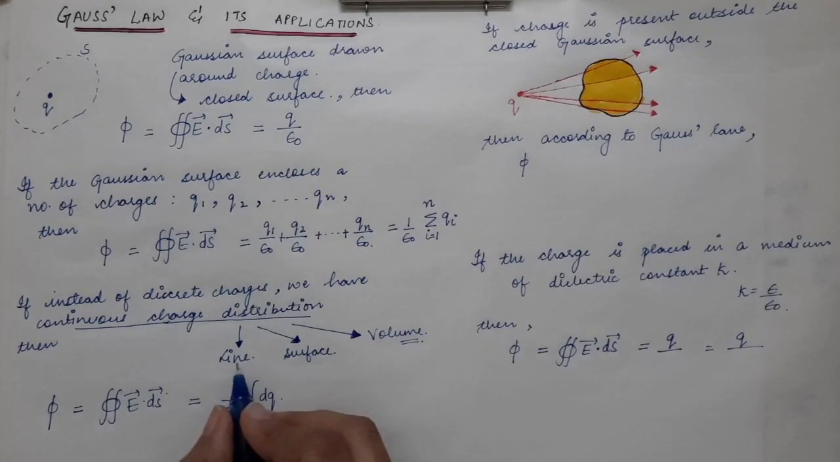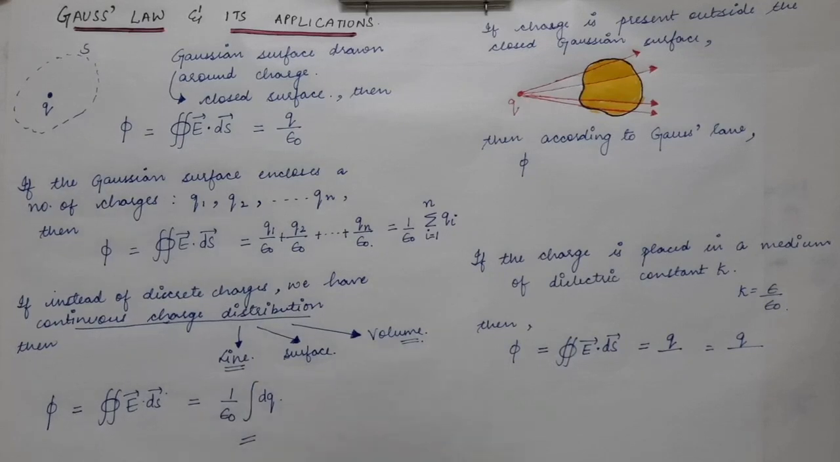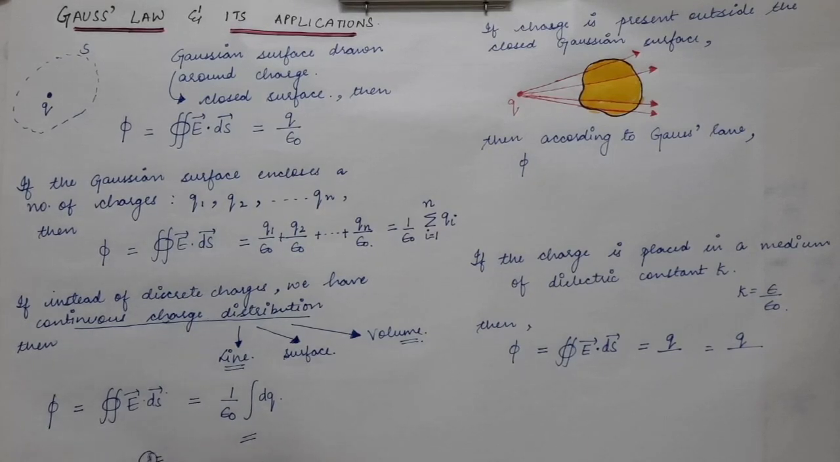So let's say you have a line charge distribution. Here what we define is lambda. Lambda is the line charge density. Line charge density is nothing but the total charge divided by the total length, or you can say lambda is the charge which is present in unit length.